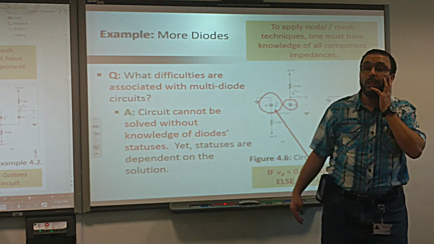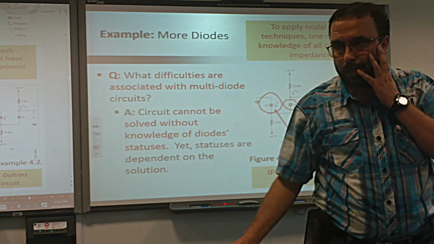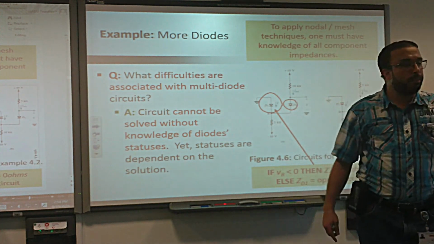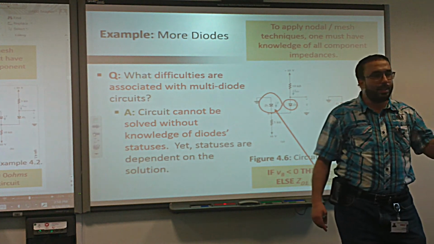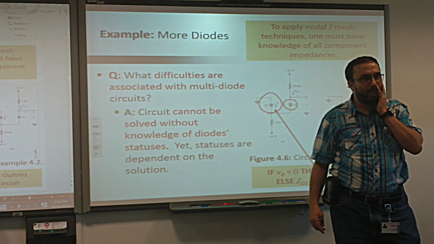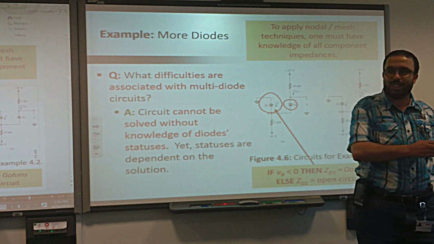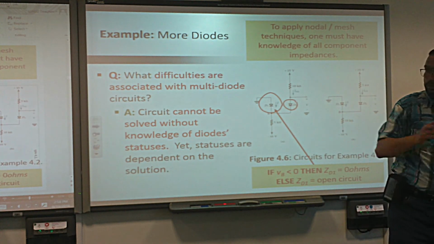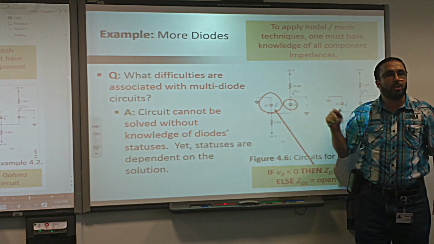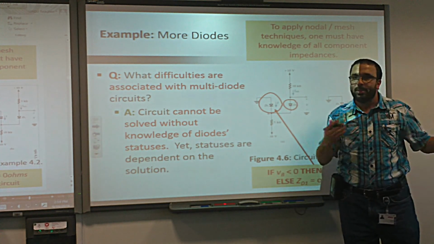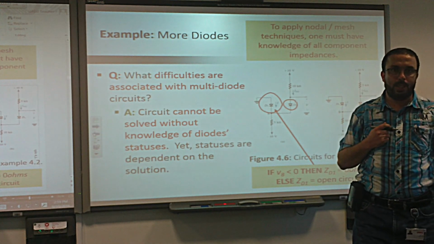To know what? To know the voltages and currents of the circuit. That's the point. But the problem with the diodes is that we do not know how they behave until we know the voltage across them. So the analysis is to find the voltages. But to find the voltages in this case, I need to know the voltage across the diodes. So it's like the chicken and egg. Which one comes first? It's a problem.